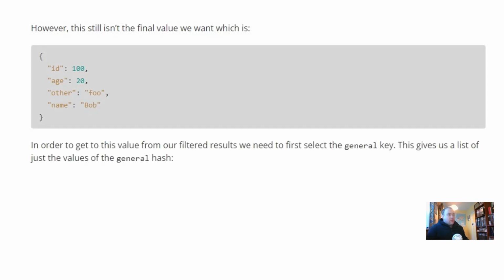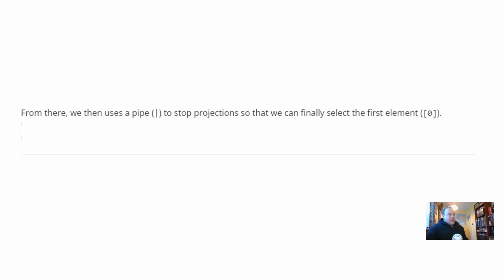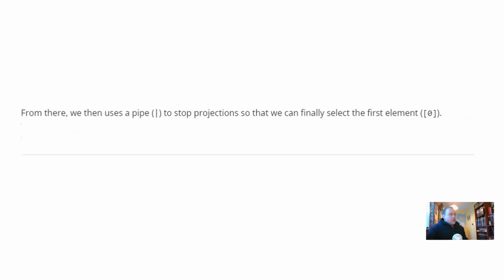So in order to get this value from our filtered results, we need to first select the general key. This gives us a list of just the values of the general hash. And can you spot the difference between the top and the bottom? We've just added square brackets at the bottom because index expressions pump stuff into square brackets. Okay, so that's a result of applying the general key. Okay, so we haven't even, yeah, that's not to do with the index expression, the 0 in square brackets.